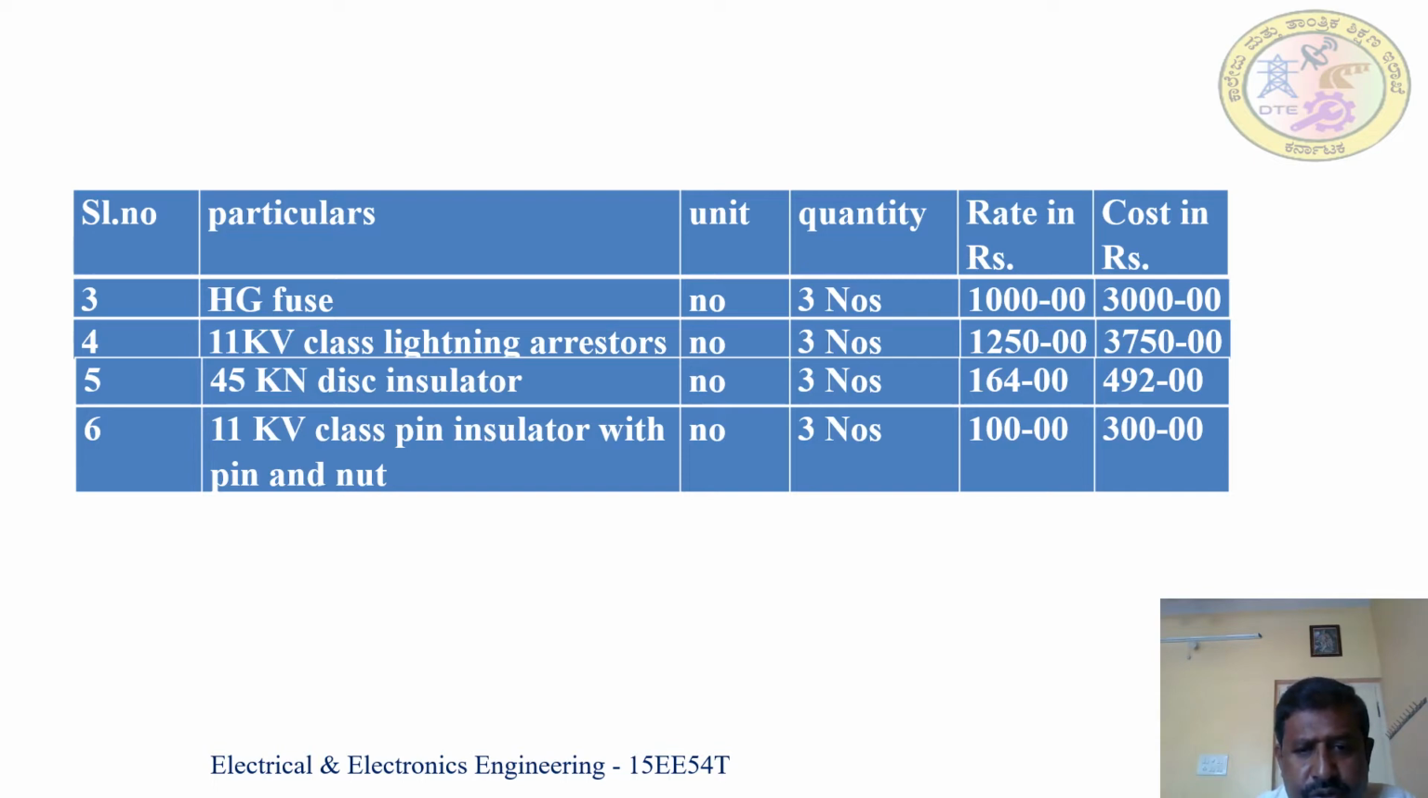Next item is 45 kilonewton disc insulator. This is also one for each. The unit is number. Quantity required is three numbers. Rate per each unit is 164, and for total three numbers, the cost is 492. Next, 11 kV class pin insulator with pin and nut. Unit is number. Quantity three numbers. 100 rupees rate per each unit. So hence the cost is 300.